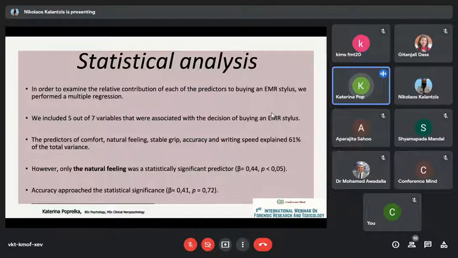However, only the natural feeling was a statistically significant predictor. Also, accuracy approached statistical significance, but eventually it wasn't significant. As we can see, the key to buying an EMR stylus is the natural feeling. However, I'd say we need more participants in order to reach a safer conclusion.